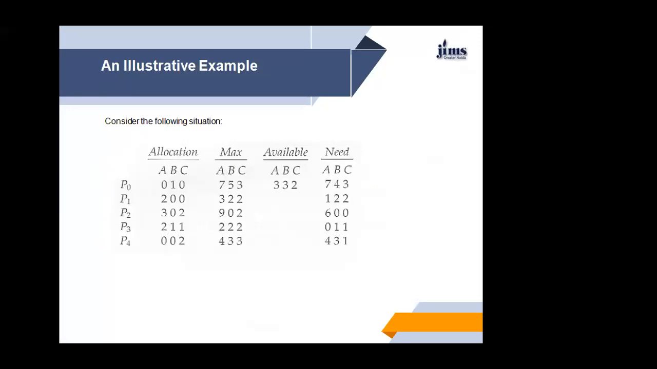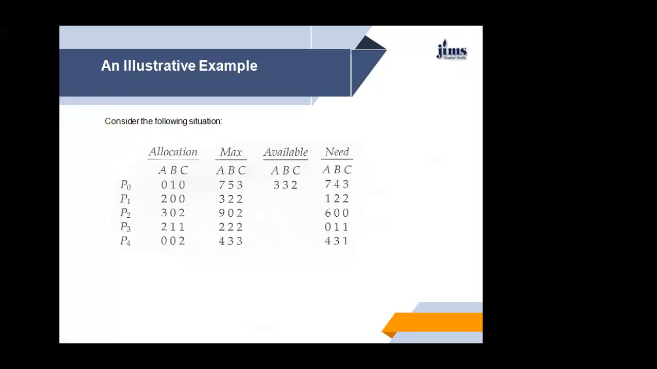For process P1, the maximum is 3 2 2. For A it is 3 and allocation is 2, so 3 minus 2 equals 1. 2 minus 0 equals 2. 2 minus 0 equals 2. For process P2, 9 minus 3 equals 6. 0 minus 0 equals 0. 2 minus 2 equals 0. For process P3, 2 minus 2 equals 0. 2 minus 1 equals 1. 2 minus 1 equals 1. And for process P4, 4 minus 0 equals 4. 3 minus 0 equals 3. And 3 minus 2 equals 1. That is how we calculate need.